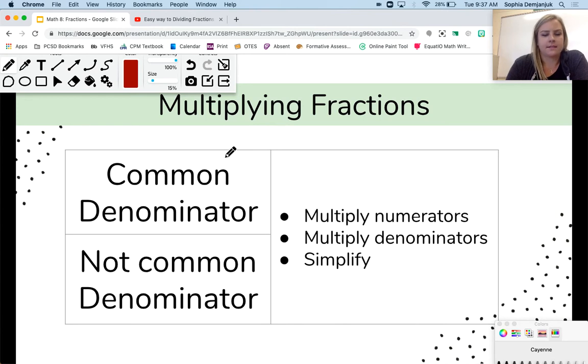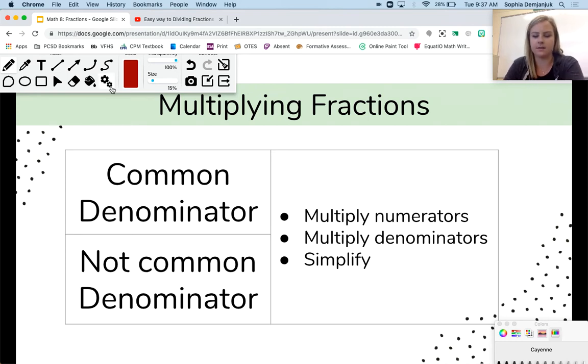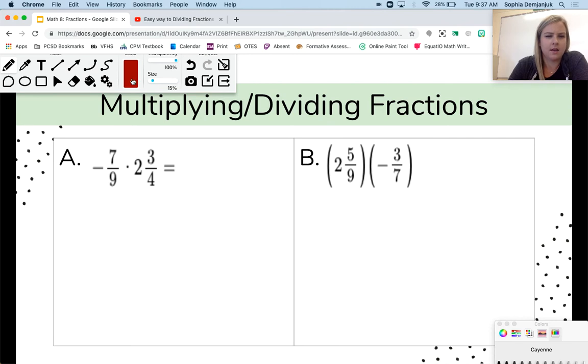And then the next set of problems is multiplying fractions. Common denominator, not common denominator, it doesn't matter. You're just going to multiply the numerators, multiply the denominators, and then simplify. You have to make sure that you have 2 improper fractions to start out, though. So my negative 7/9 is good. I can use that. There's no whole number in front of it.